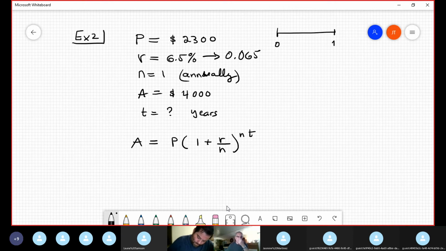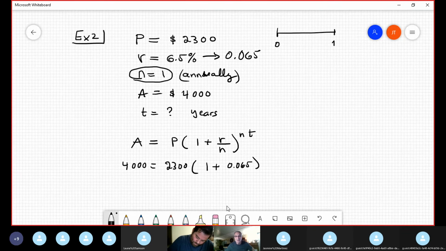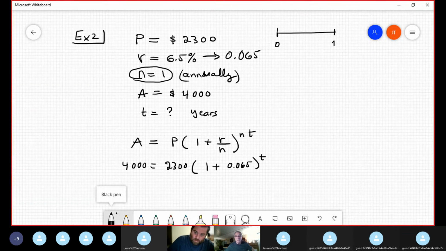Okay, I plug in by substitution. Who is A? 4,000. Who is P? 2,300, times (1 plus 0.065 divided by 1), because the compounding is 1, because it's annually. And divided by 1 is invisible. NT: N is 1, T is the thing that I don't know. I need to find T.